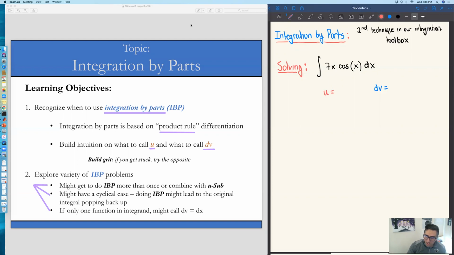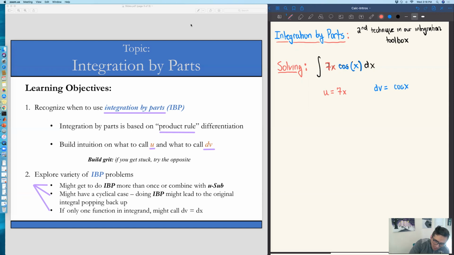So what do we call u? What do we call dv? In this case, I'm going to call u this 7x piece, and I'm going to call dv that cosine of x. And you might be wondering how I made that decision. So let's get into it.